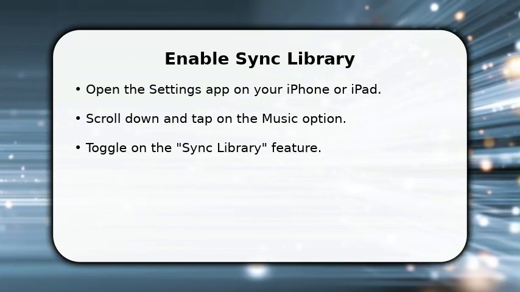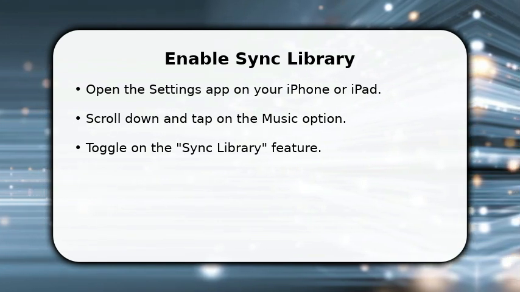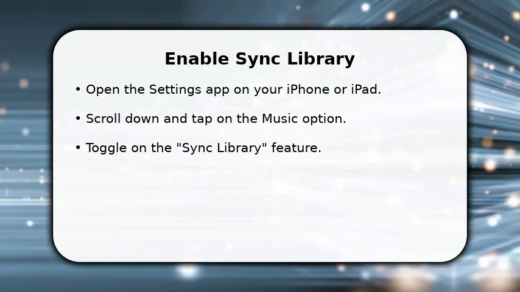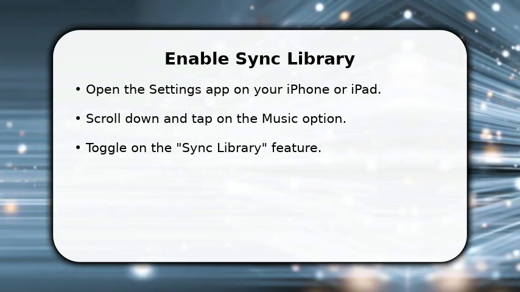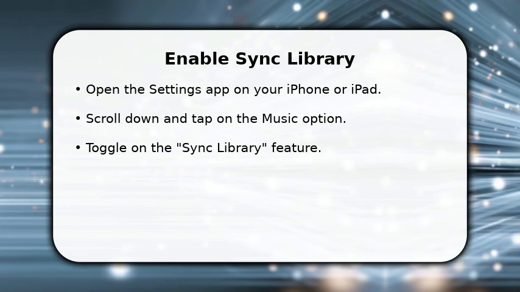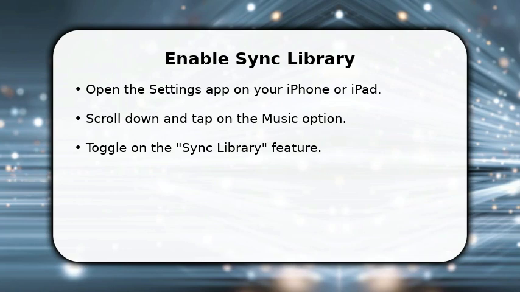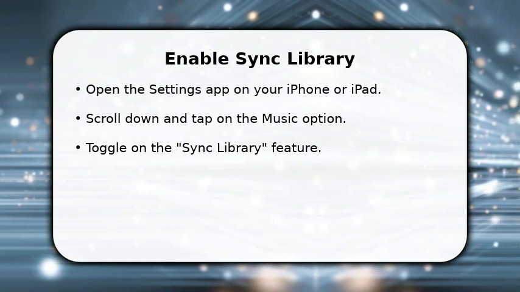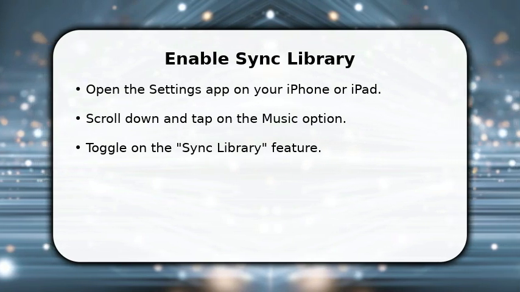First, open the Settings app on your device. Scroll down until you find the Music option and tap it. Inside the Music settings, locate the Sync Library toggle. Make sure this feature is turned on. This allows your entire music collection, including playlists and downloaded songs, to be accessible across all your Apple devices. It's a crucial first step for a seamless listening experience.